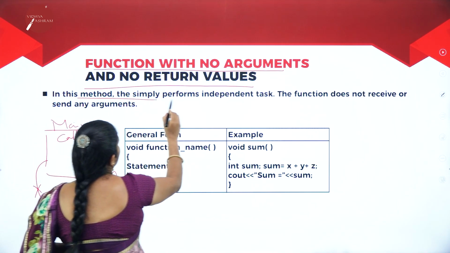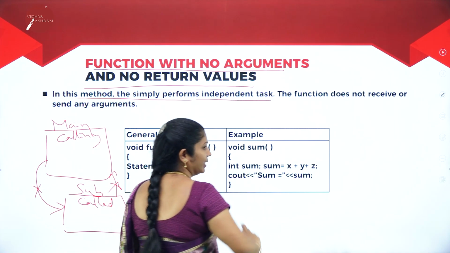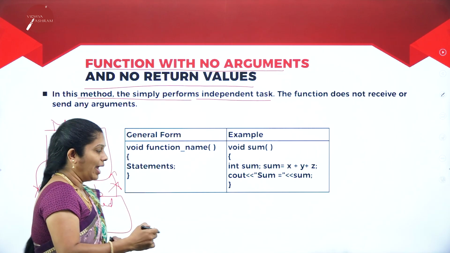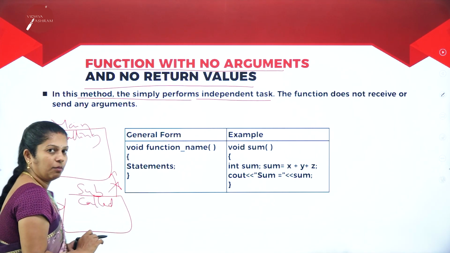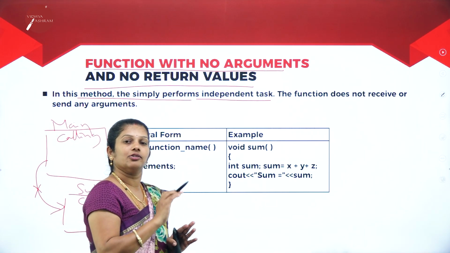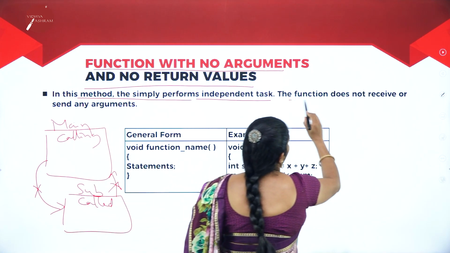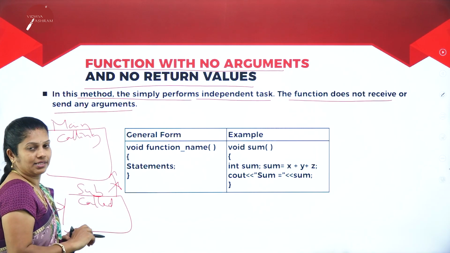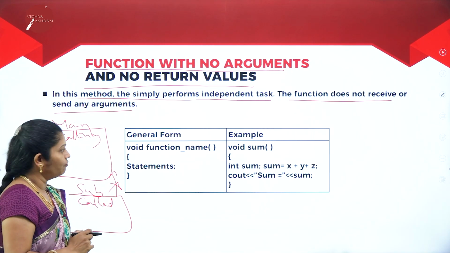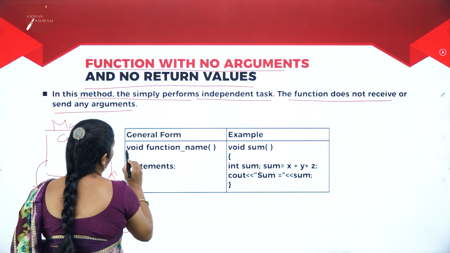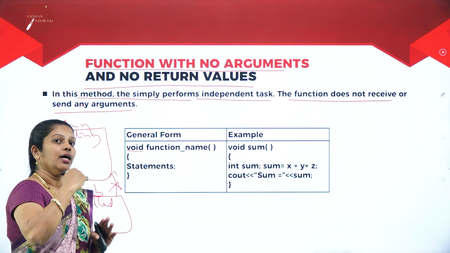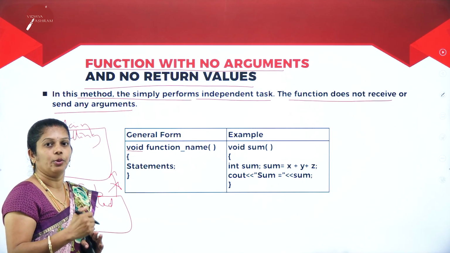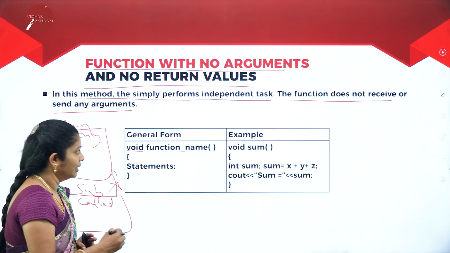In this method, we simply perform an independent task. There is no values passing from one program to another program, as well as from sub-program to main program also. No values or arguments or parameters are passing here. The function does not receive or send any arguments here. If you observe the general format, here we have void. Void means there is no value returning here. After calculation in the subprogram, no values are passing here.